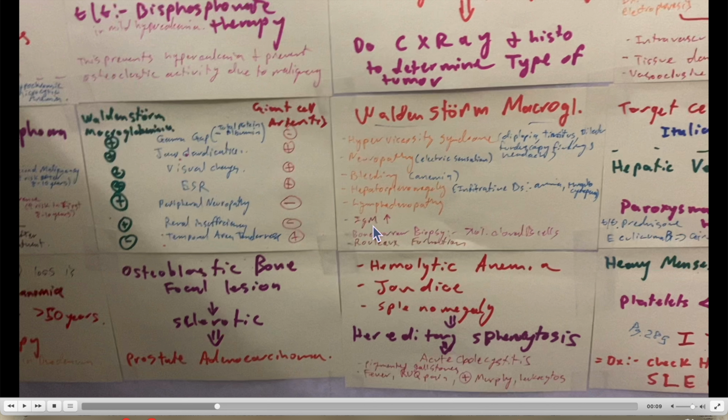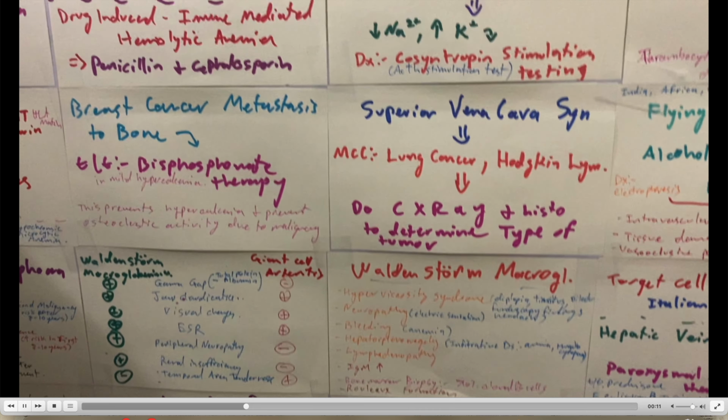Increase in immunoglobulin M, bone marrow biopsy showing more than 10% clonal cells, and rouleaux formation is also seen here, similar to multiple myeloma. Okay.